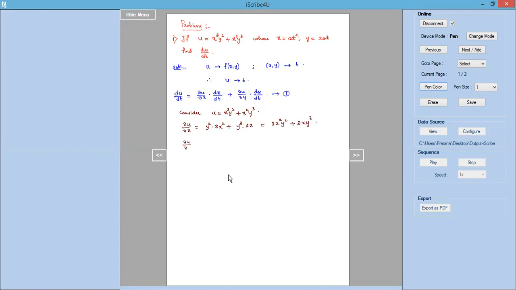So this is fetching us dou u by dou x equal to 3x square y square plus 2x y cube. Similarly, dou u by dou y we will find out. With respect to y partial differentiation, x cube is a constant, writing down x cube as it is. Differentiation of y square is 2y, plus x square as it is. Differentiation of y cube is 3y square. So this gives us 2x cube y plus 3x square y square. So these are the partial derivatives of u with respect to x and y.